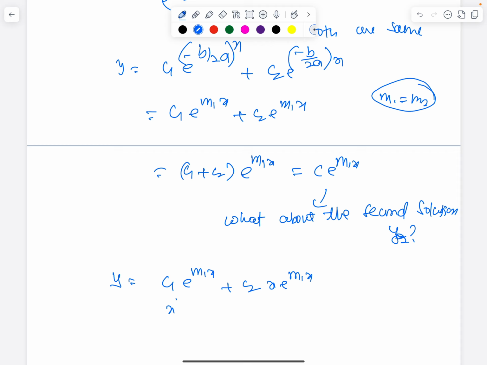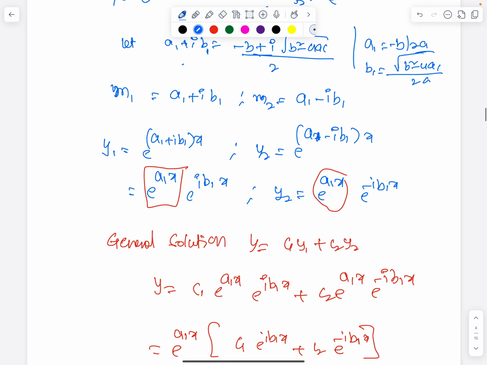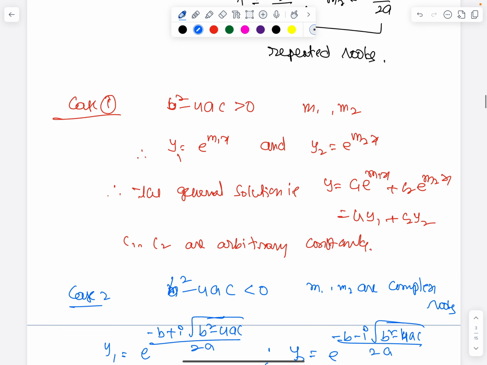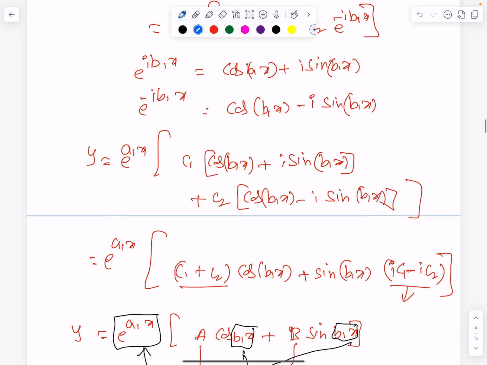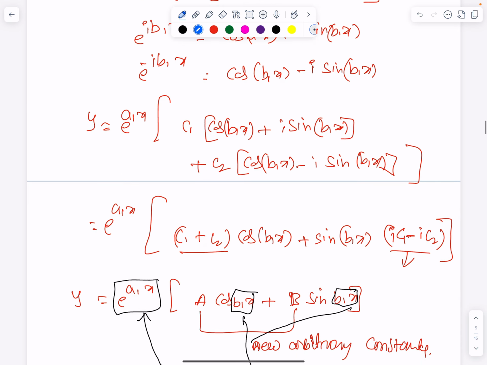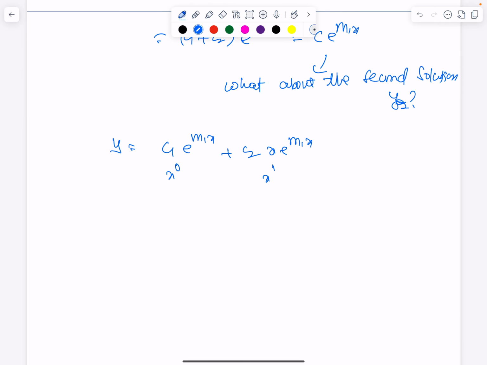You can imagine this is like a polynomial of degree 0, and this is a polynomial of degree 1 here. This is true even in the first case with constant coefficients, where the solution is multiplied with x power 0 and x power 0. Since y1 and y2 are different, you have multiplied with something like that. Since this is repeating, you are going to x power 1.